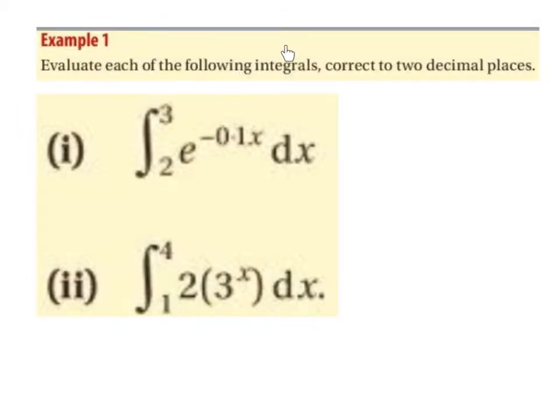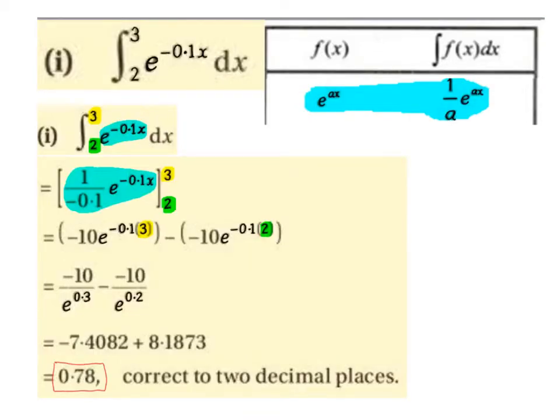Evaluate each of the following integrals correct to 2 decimal places. Okay, so for the first one, we want to integrate e to the power of minus 0.1x dx between the limits 3 and 2. So we start off with the integration. So e to the power of minus 0.1x becomes 1 over minus 0.1 e to the power of minus 0.1x. So we got that from this integral over here, so from this statement.